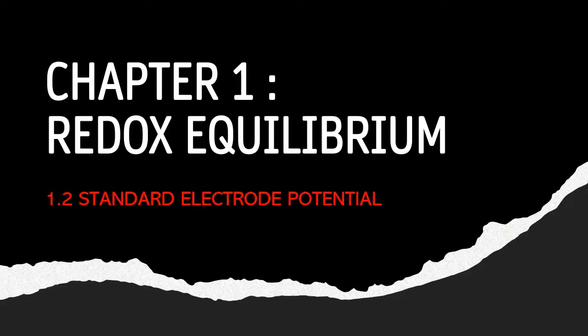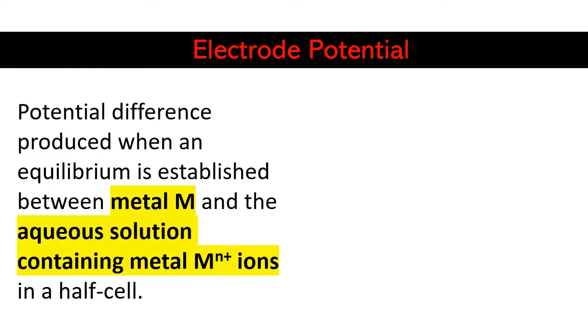Today we are going to further our lessons on redox equilibrium with standard electrode potential. What is actually meant by electrode potential? The electrode potential is a potential difference produced when an equilibrium is established between metal M and the aqueous solution containing M plus ion in a half cell. We will see this example in the next slide.